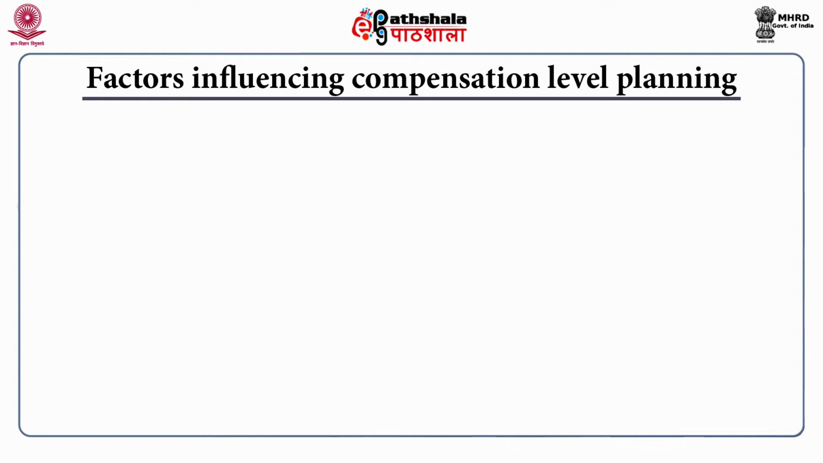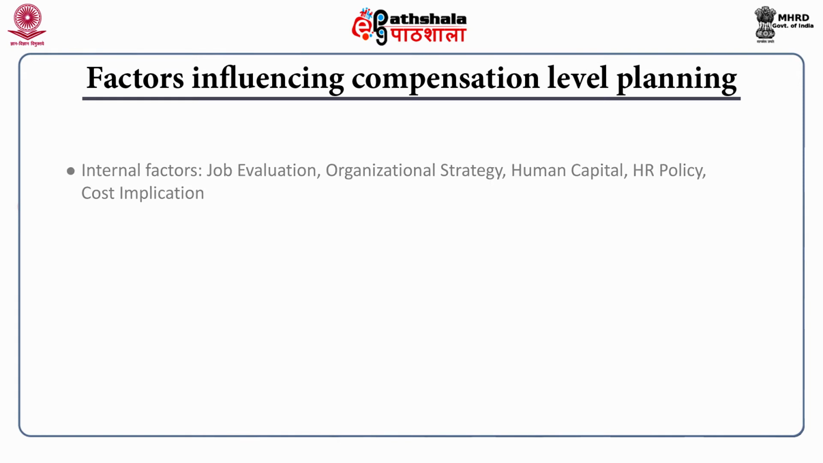Factors influencing compensation level planning. Various factors influencing compensation can be classified into two broad categories. First, internal factors. These internal factors are within the control of the organization. These include job evaluation, that is a technique to determine the relative worth of a job to an organization. Organizational strategy, that includes growth, expansion, and maintenance plans which determine the types of jobs and quality of human resource required by the organization. Human capital: the nature and type of employees required by an organization directly affects compensation levels.